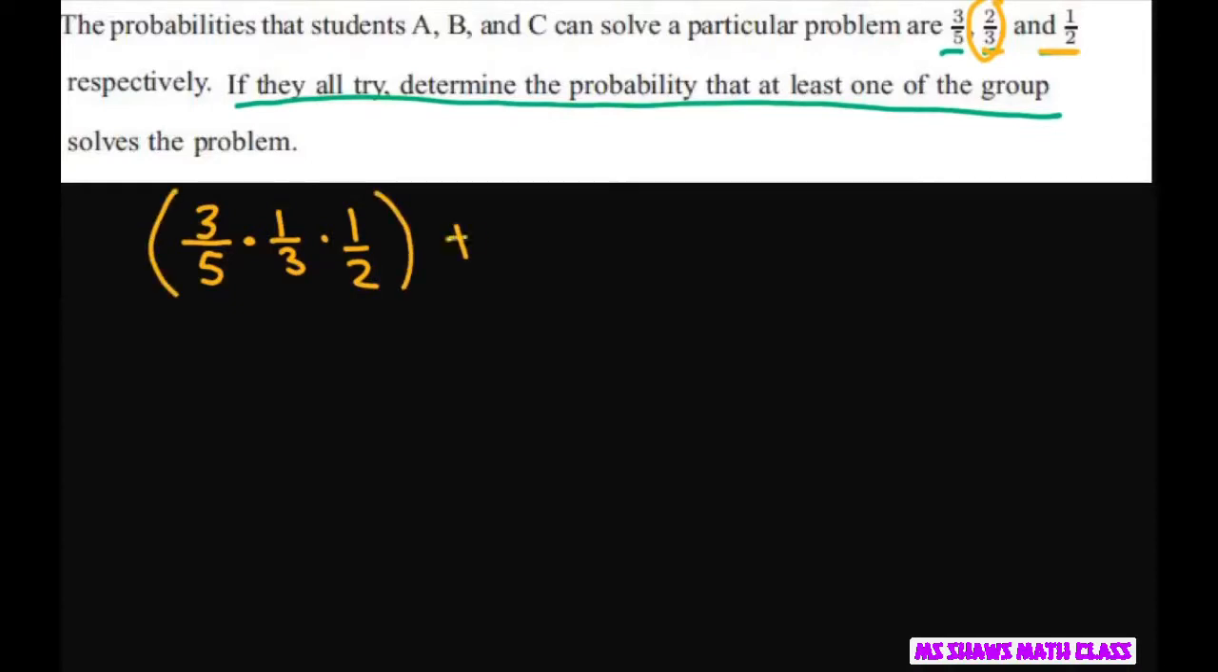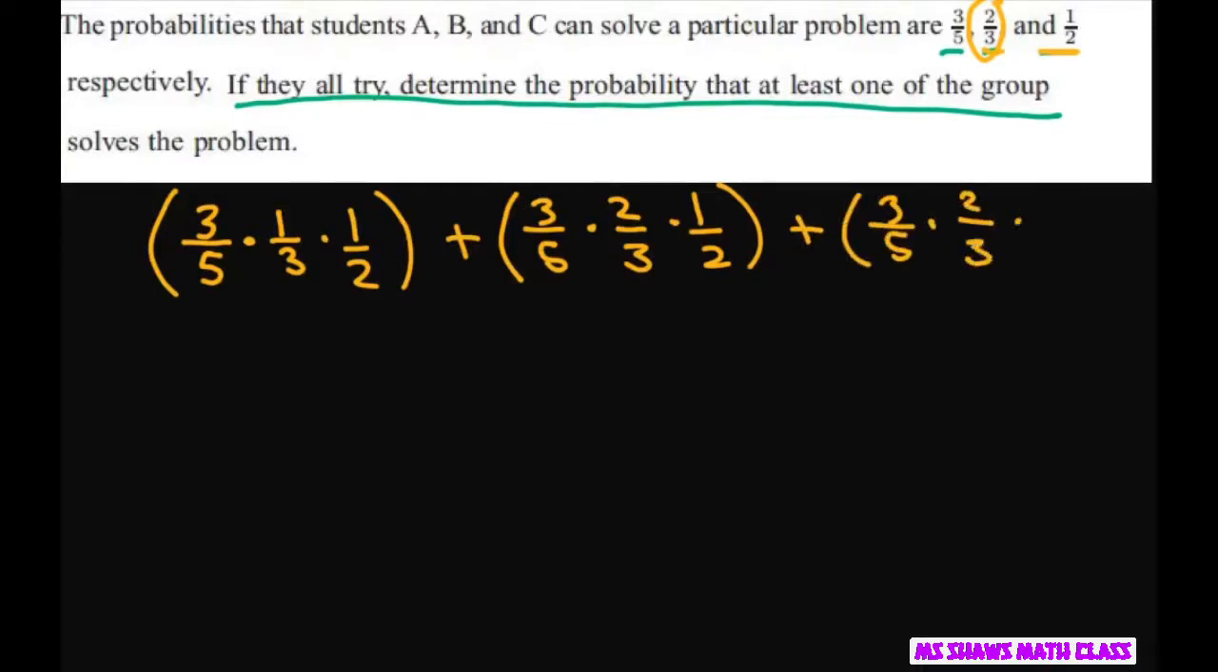Then you could say, or at least two, because at least could be 1, 2, or 3. So then you do 3/5 times 2/3 times 1/2. And if all three solve it, that would be 3/5 times 2/3 times 1/2. So this and means or. At least 1 or 2 or 3. So this would be 1 or 2 or 3.